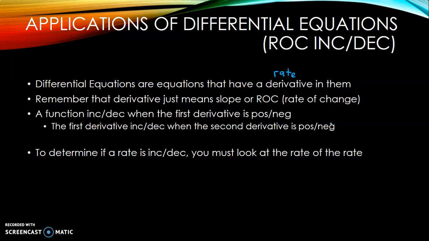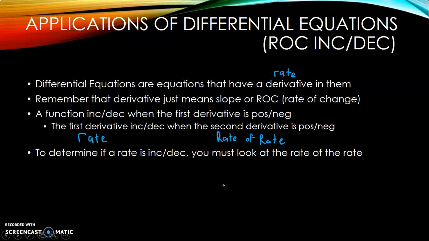Now, a lot of times the AP exam will ask questions about rates, not about derivatives. So another way to think about this is that the rate, the first derivative means rate, is increasing or decreasing when the rate of the rate is either positive or negative. So if a question asks you to determine if a rate is increasing or decreasing, you must look at the rate of the rate, or the second derivative. And if we start with the first derivative, that just means you're going to have to do the derivative once.